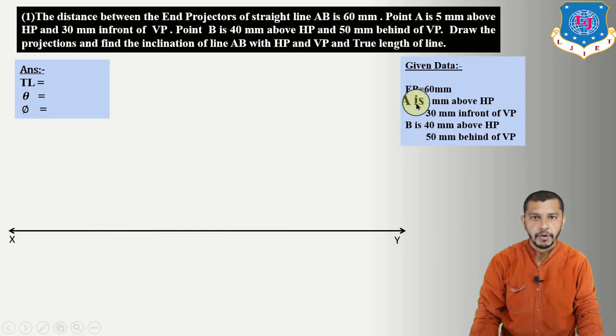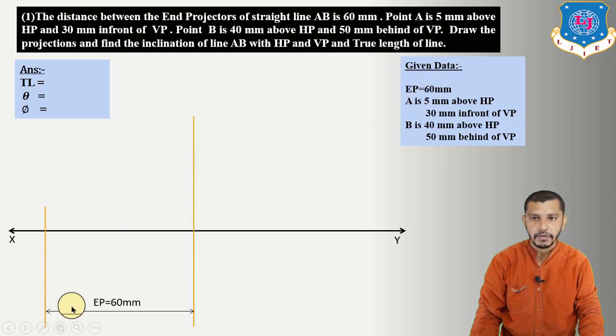Now mark point A, or before marking point A, first of all mark the end projectors. So first of all mark the end projectors EP. Now we are going to mark point A, that means the plan and elevation of point A. A is 5 mm above HP, 30 mm in front of VP.